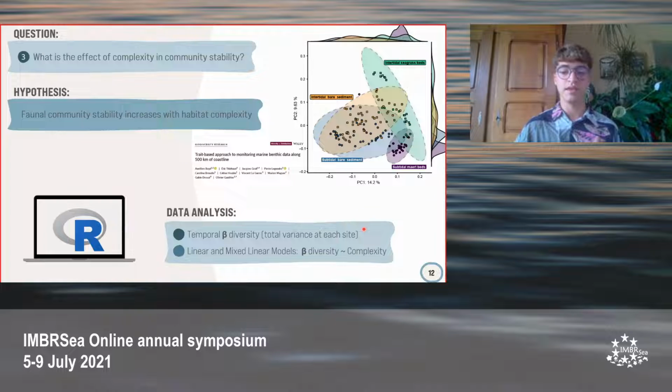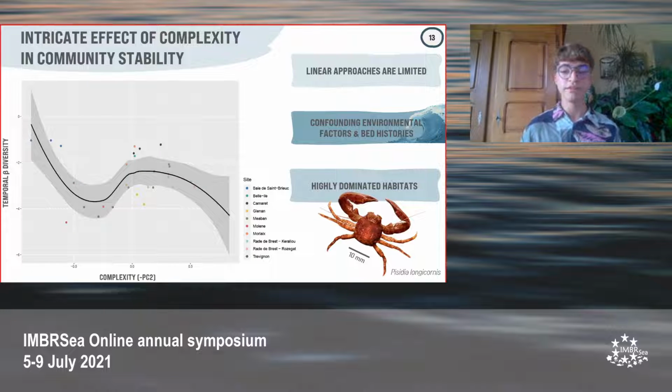And to test it, we measured the temporal beta diversity for each site as the total variance of the community data during the 6 years selected. Those values of beta diversity were then modeled as a function of the axis of the complexity PCA. So we found that the relationship between habitat complexity and community stability was intricate, and that linear approaches weren't adequate for describing it well. Indeed, the points where the temporal diversity was the highest, and therefore the communities were less stable, were the ones with lower habitat complexity, as we can see here.